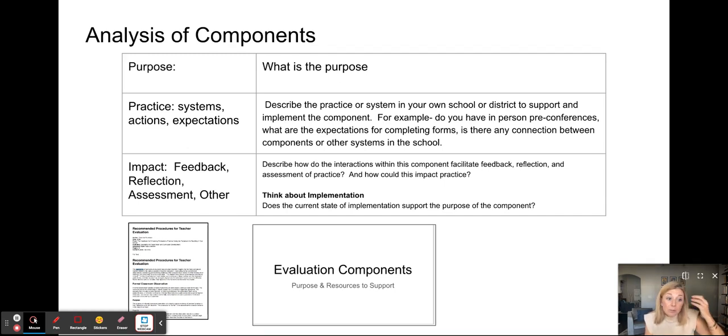And then I work with principals on a monthly basis to support their implementation of evaluation. So in this slide deck, I have a combination of just the purpose, but I'm sharing some of the resources that I use with teachers and staff and with principals. Take it or leave it.